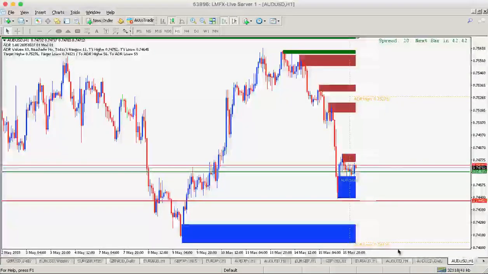Now, you may not have the indicator that tells you where the ADR low is. Don't worry. If you choose to continue with me past Friday, I will give you all the tools that I have for marking up the charts.